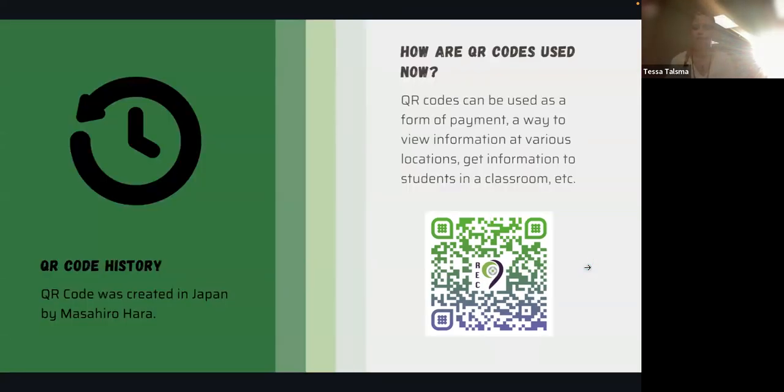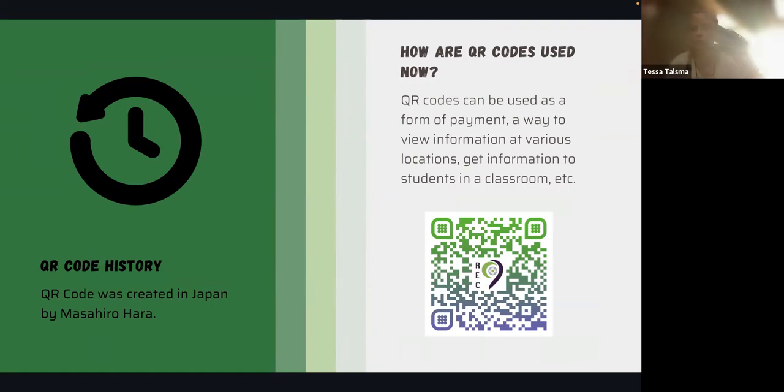So some QR code history. QR codes were created in 1994 in Japan. And so they were initially used for car manufacturing. It was used to scan parts in manufacturing for vehicles. And the reason for this is that it made it a little bit faster and easier to track these things.